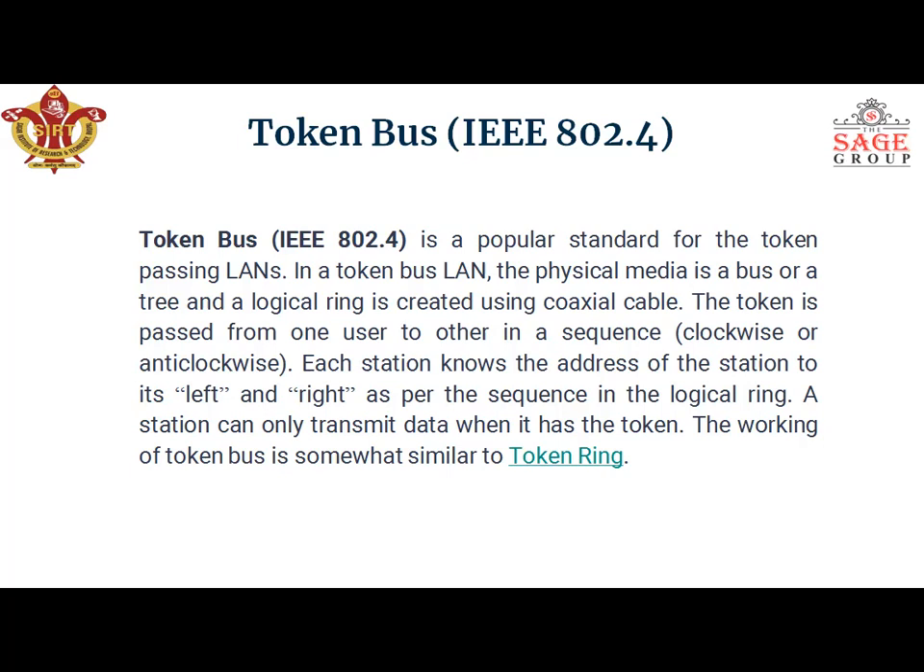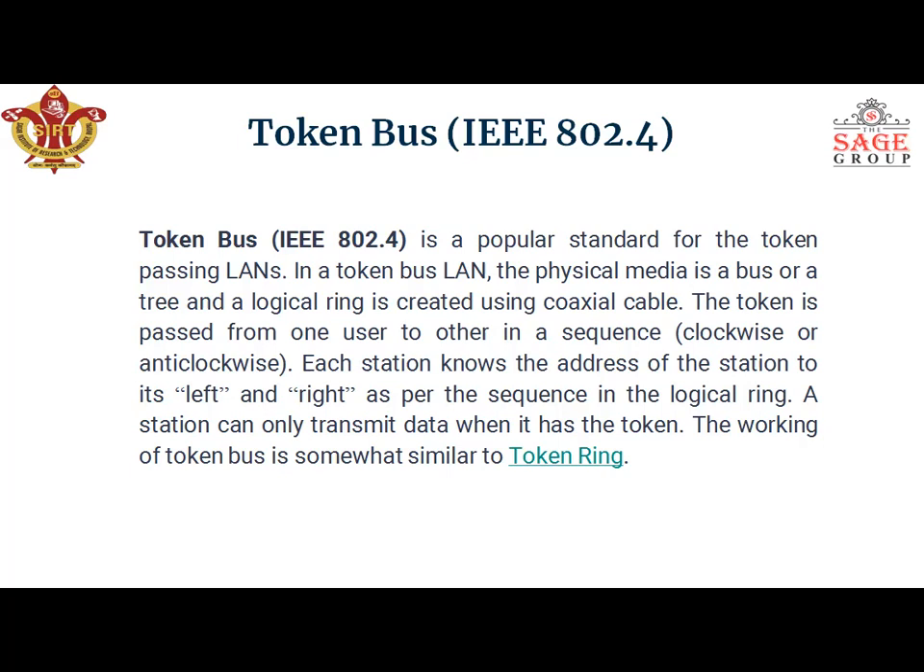We want that if stations want to send data, they will send the data one by one. So what is the procedure behind that? Another method is the token bus. Basically, token bus is a standard in which we pass the token in a logical ring. If we want to create a token bus, we connect all the computers in the form of a logical ring that is created using the coaxial cable.